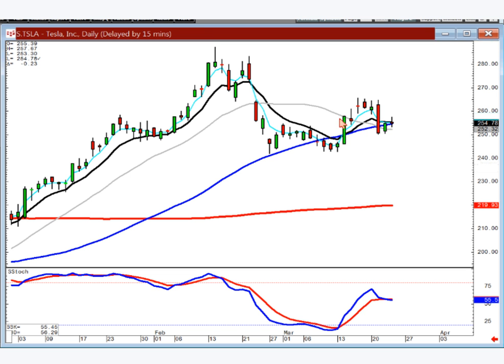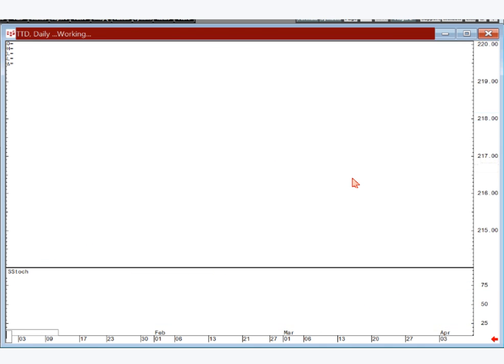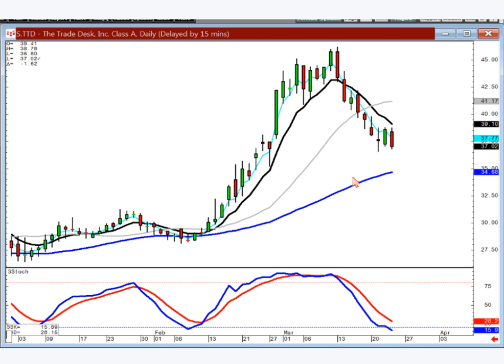And Tesla's having a hard time getting moving. It has to open positive tomorrow to stay positive. If it opens lower, I'd be out of the trade. And TTD stays short. So you see a confirmed buy signal.